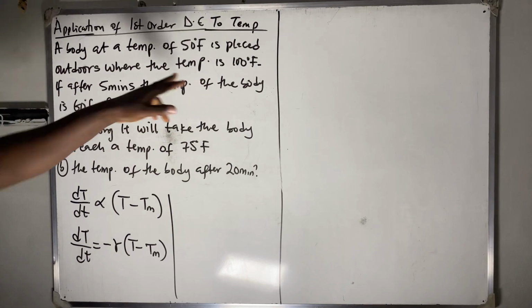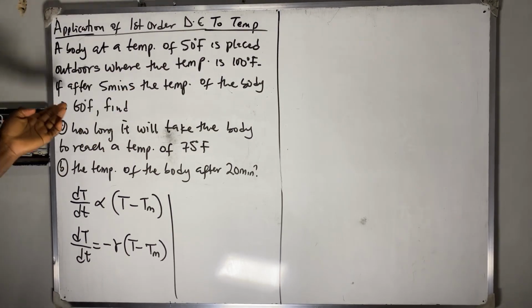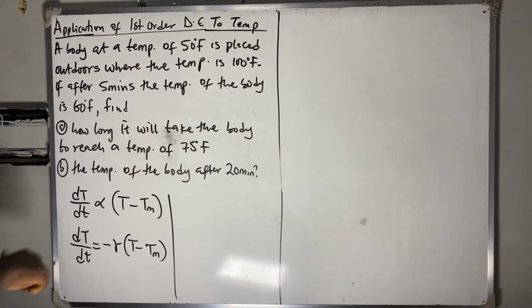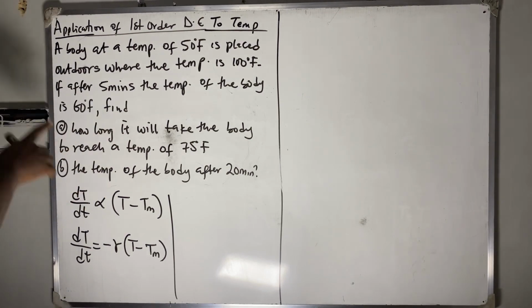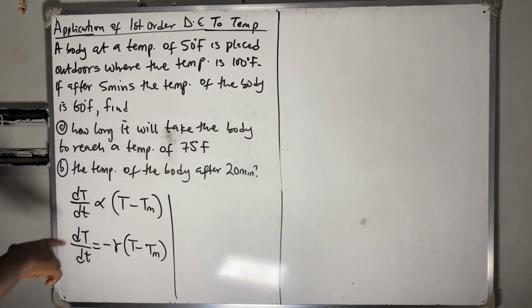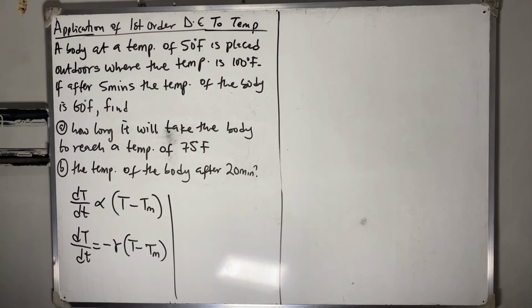After 5 minutes, the temperature of the body becomes 60. The temperature of the body is increasing, which shows that it is heating. We should find how long it will take the body to reach a temperature of 75 degrees Fahrenheit, and we should also find the temperature after 20 minutes. This question is easy, and obviously this is a heating model, not a cooling one.